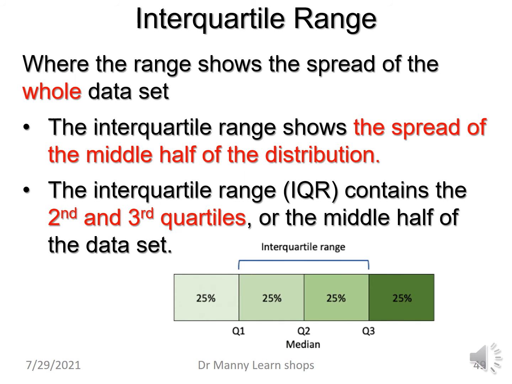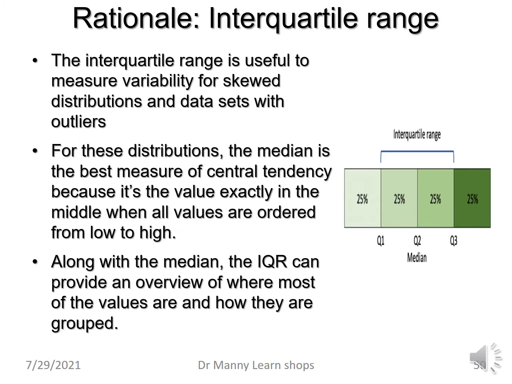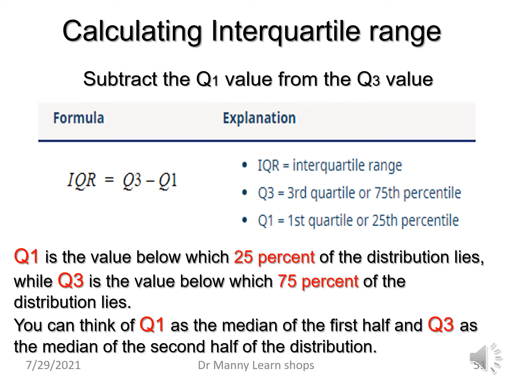The interquartile range shows the spread of the middle half of the distribution. It contains the second and third quartiles, the middle half of the data set, around the median. The rationale for its use is that it's useful to measure variability for skewed distributions and data sets with outliers. For these distributions, the median is the best measure of central tendency because its value is exactly in the middle, where all the values are ordered from low to high. Along with the median, the interquartile range can provide an overview of where most of the values are and how they're grouped. So how do you calculate it?